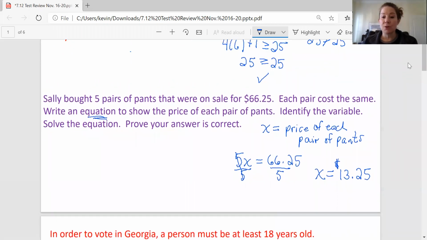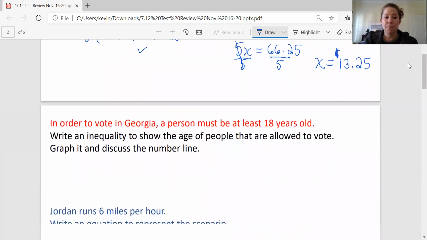Oh, and prove your answer is correct. Well, then I would just plug our value of x back into the original equation, because I want to do what it asked me to do. So 5 times 13.25, plug that in my calculator, and I got 66.25. So yes, my answer is correct, my solution.